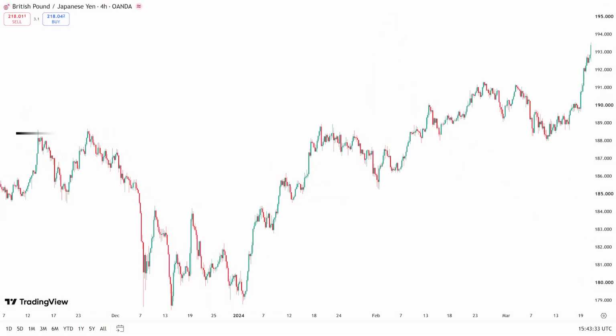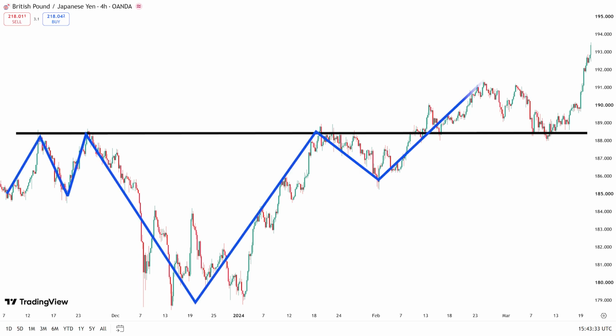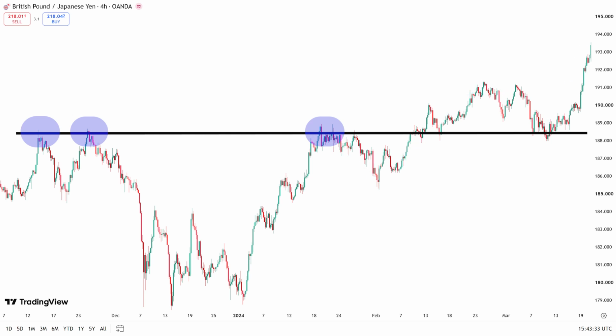Let's break down the first type, the support and resistance flip. This is the classic retail setup that almost every trader learns on day one. Here's how it works. Picture a strong resistance line where the price has bounced off multiple times. Sellers are heavily defending this level. After spending some time below the resistance, the price eventually builds enough buying pressure and breaks cleanly above it.